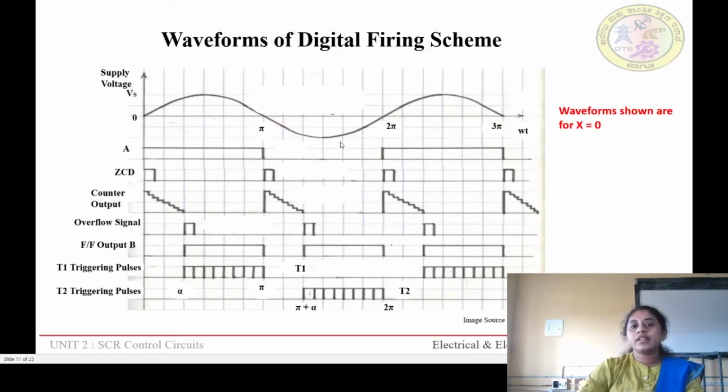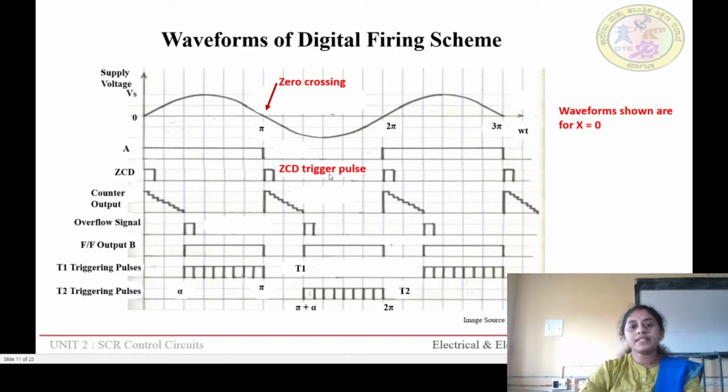Next you can see the waveform of digital firing scheme. The first waveform shows the oscillator output, that is the sinusoidal waveform. At each zero crossing, a ZCD pulse is triggered. This value A, it is the additional input given into the logic control unit.